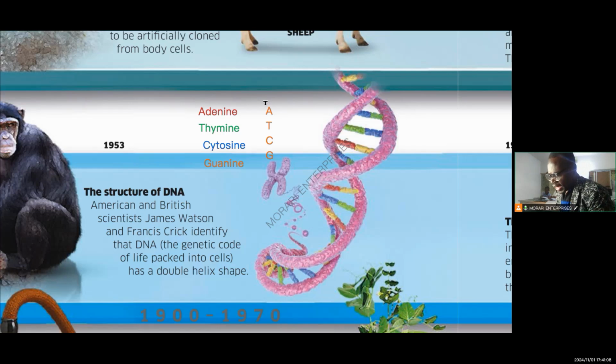But now we have the way that the pair adenine pairs with thymine, cytosine pairs with guanine. Adenine pairs with thymine. That's why you have them like this: adenine, thymine, cytosine, and guanine.